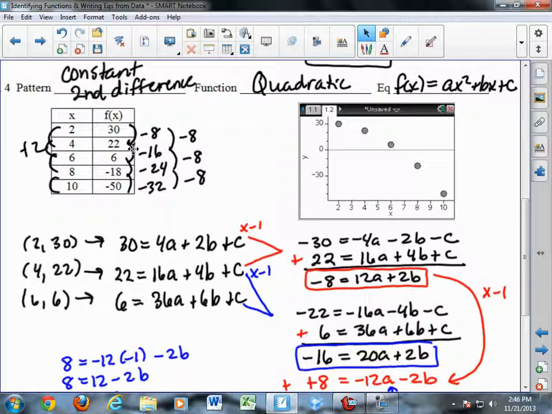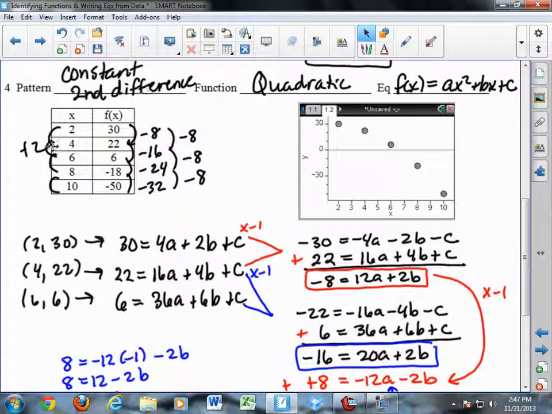So I tried subtracting, and notice I subtract 8 to get from 30 to 22, then subtract 16 to get from 22 to 6, then subtract 24, then subtract 32. Those numbers have a pattern. From negative 8 to negative 16 is negative 8, and from negative 16 to negative 24 is negative 8, and from negative 24 to negative 32 is negative 8. These numbers are all the same. This is known as a constant second difference.